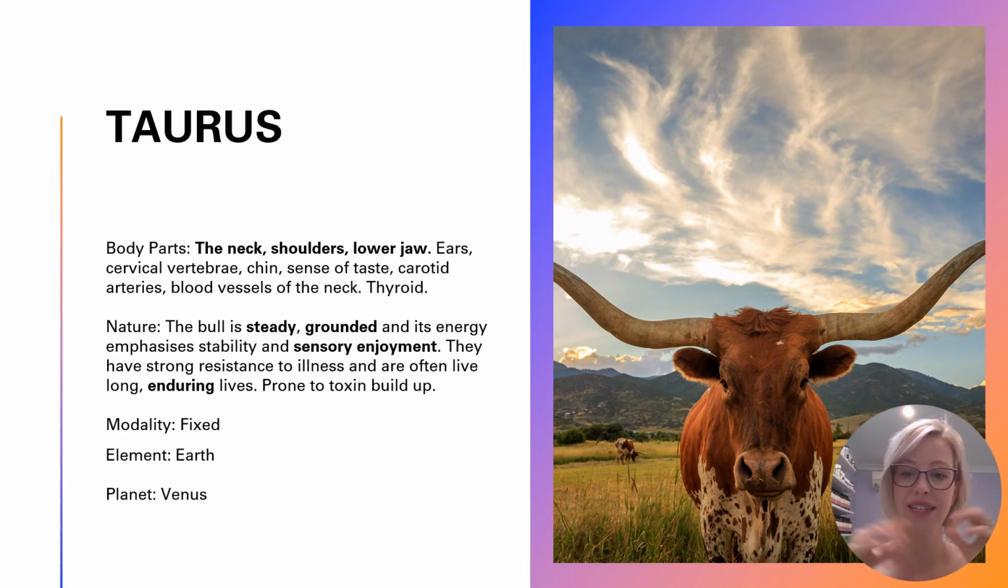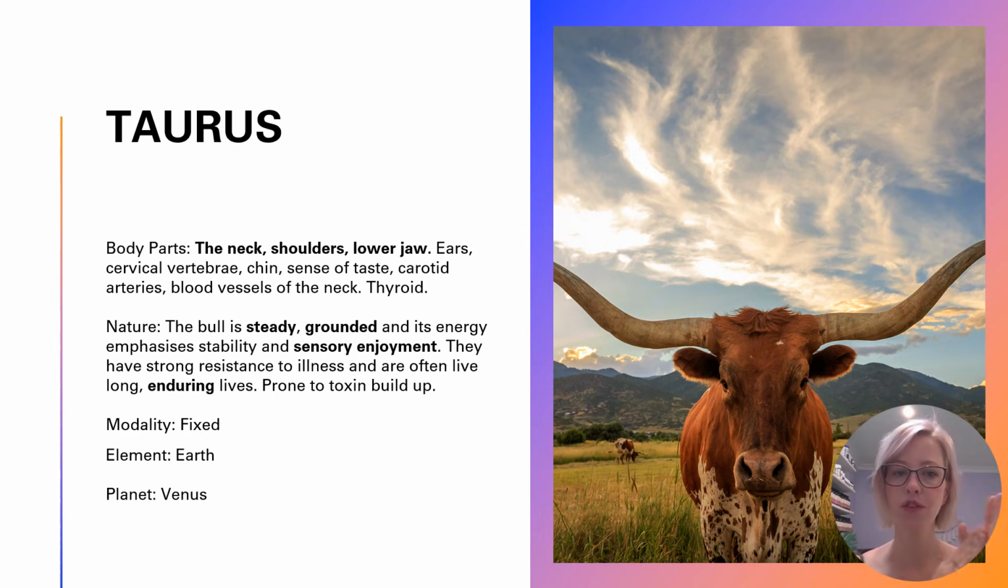So of the modalities, they are fixed. That means they don't like to change much. They are steady. Their ruling element is Earth. The planet is Venus. So knowing Venus, we'll go into this a bit more. Venus loves beauty, decadence, good food, being surrounded by lovely things, romance, just everything that is beautiful is Venus.